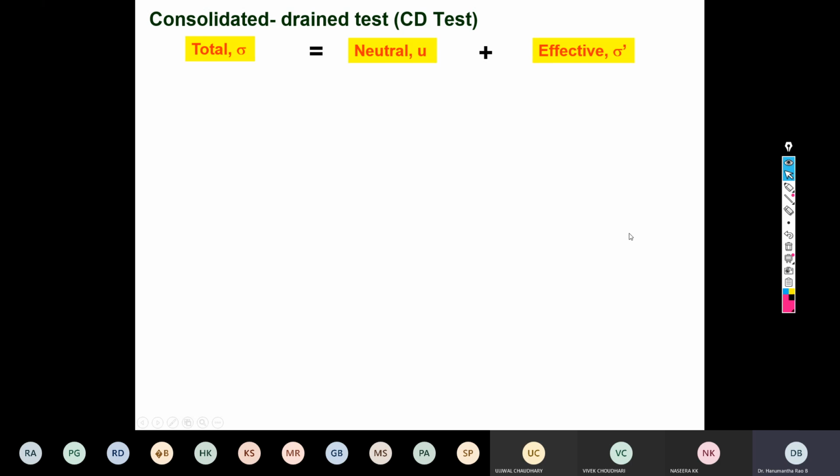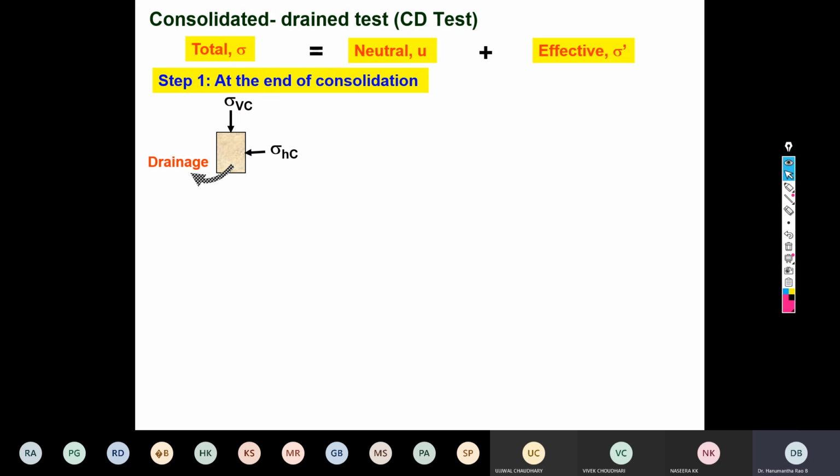Okay, so anyhow, I'm going to explain about all those tests, so no problem. Let me take a tour of explaining each and every test. Let me take the consolidated drained test first. As we know, total stress is nothing but pore water pressure plus effective stress. So at step one, at the end of the consolidation, you are going to apply initially the confining pressure. Since you are dealing with the consolidated drained test, the drainage valve is opened.